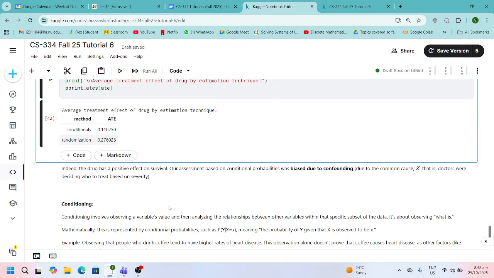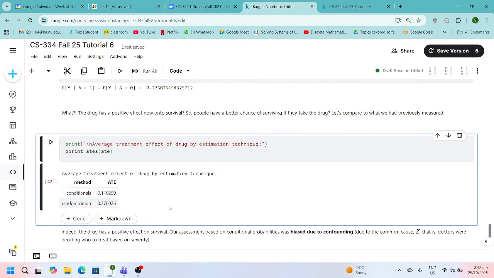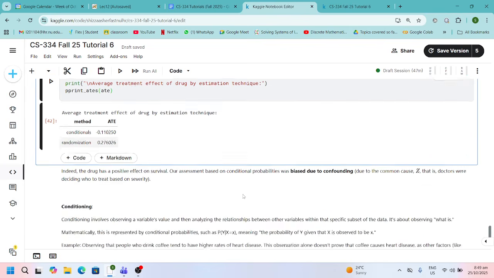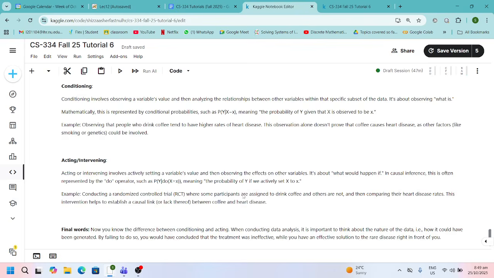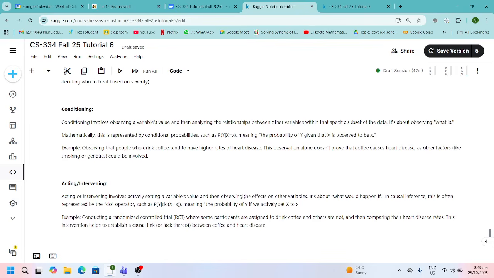And I want you to pause over here for a second and think about when these two values are going to be equal. It has been tested before and it is a very important concept. When are these two going to be equal then? When is conditioning going to give you the exact same result as randomization, as intervening? So this happens when there are either no confounding variables or all confounding variables have already been controlled for. Just remember the difference between conditioning and acting or intervening as well.